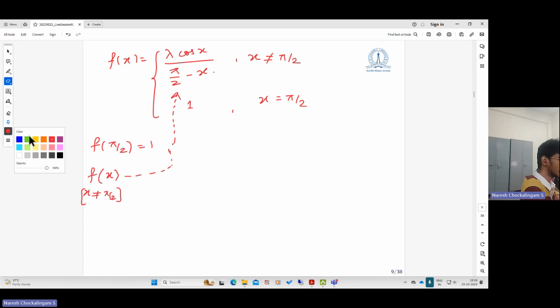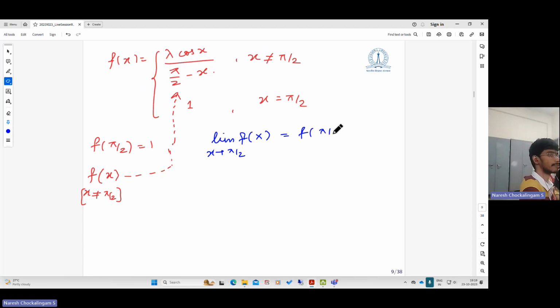Now for this function to be continuous, the limit as x tends to pi by 2 of f of x should be equal to f of pi by 2. But the limit of f of x as x tends to pi by 2 should be evaluated using this, because when x is not equal to pi by 2, it is approaching pi by 2 either from the left hand side or the right hand side. The function is defined as this.